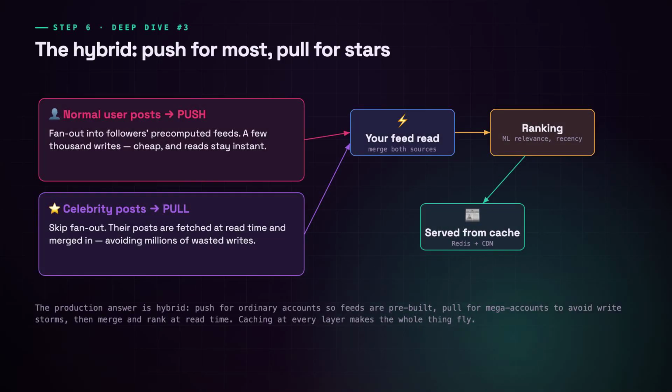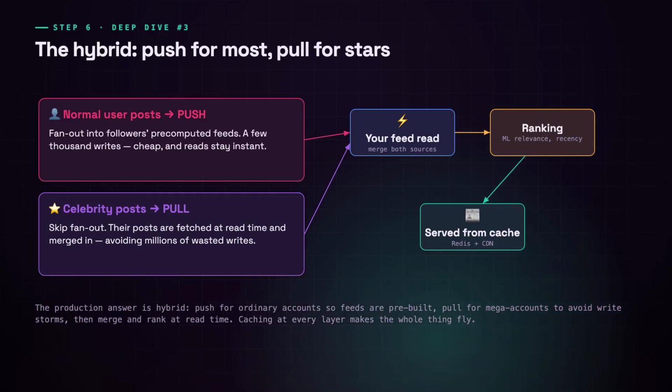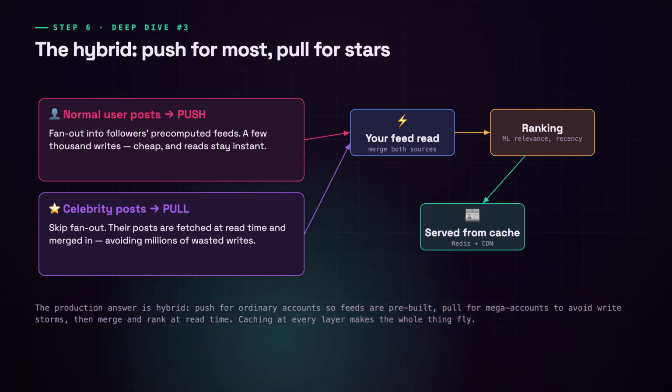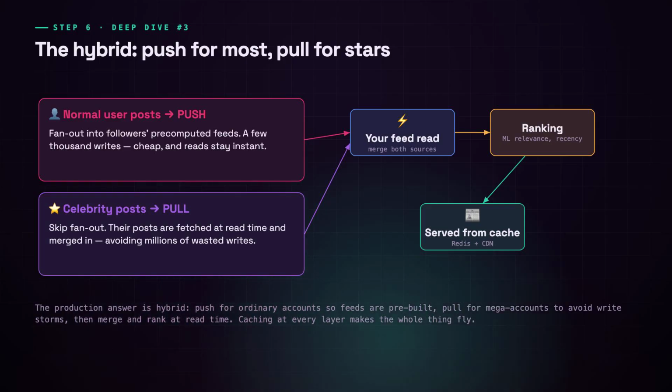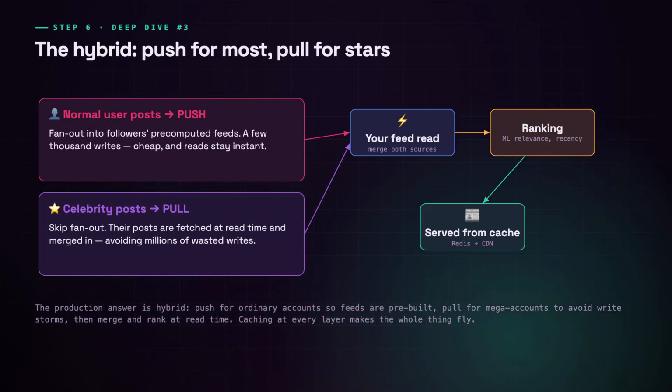If a star with 100 million followers posts, pure push means 100 million writes for one photo, a write storm that can take down the system. So the real-world answer is a hybrid. For normal users, we push, fanning their posts into followers' feeds since that's cheap and keeps reads instant. But for mega accounts, we skip fan out entirely and pull their posts in at read time.